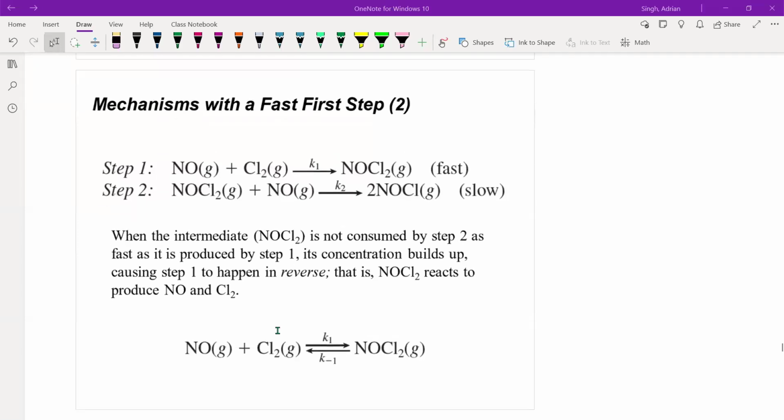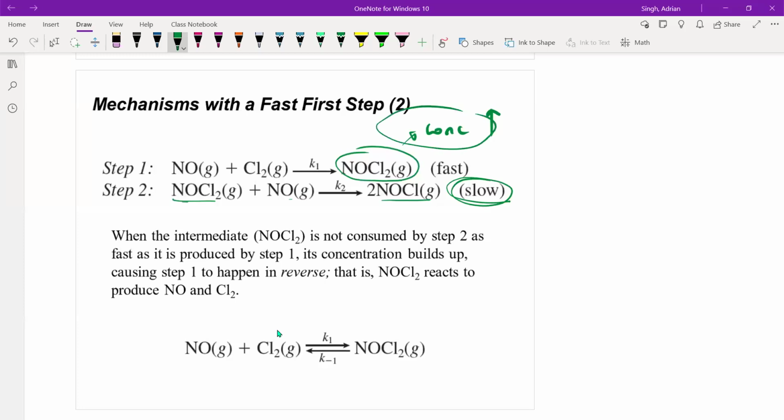So what happens, because we have a fast first step and a slow second step, is that at the end of the first step, we're generating a bunch of this NOCl2, right? So its concentration is going to increase. And because its concentration builds up, it's depending upon this NOCl2 now breaking down or reacting with the NO to form the NOCl as a product. But this next step is very, very slow. So because it's slow, the NOCl2 concentration increases, it builds up.